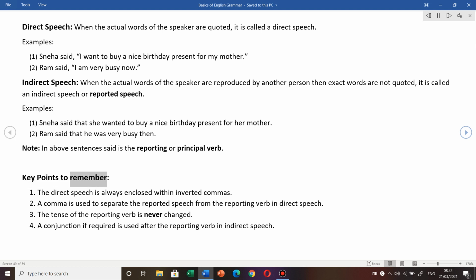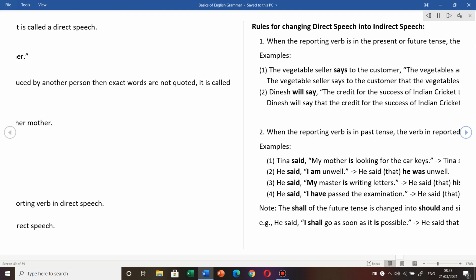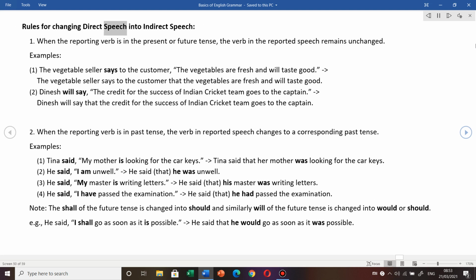Key points to remember. The direct speech is always enclosed within inverted commas. A comma is used to separate the reported speech from the reporting verb in direct speech. The tense of the reporting verb is never changed. A conjunction, if required, is used after the reporting verb in indirect speech. Rules for changing direct speech into indirect speech.